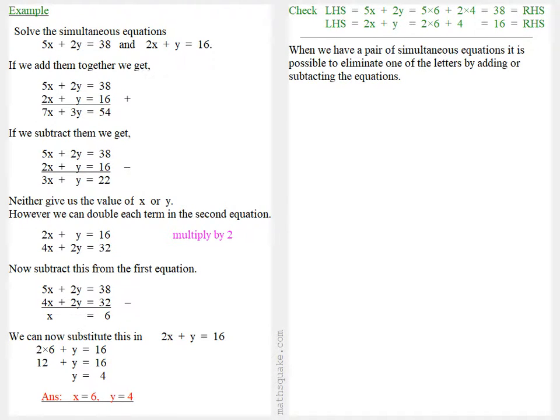So, when we have a pair of simultaneous equations, it's possible to eliminate one of the letters by adding or subtracting the equations. However, it is often necessary to multiply one or both of them by a suitable number or numbers.